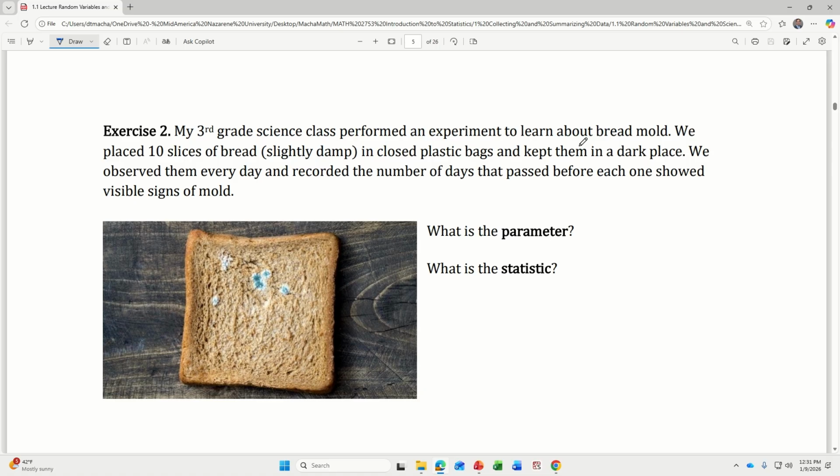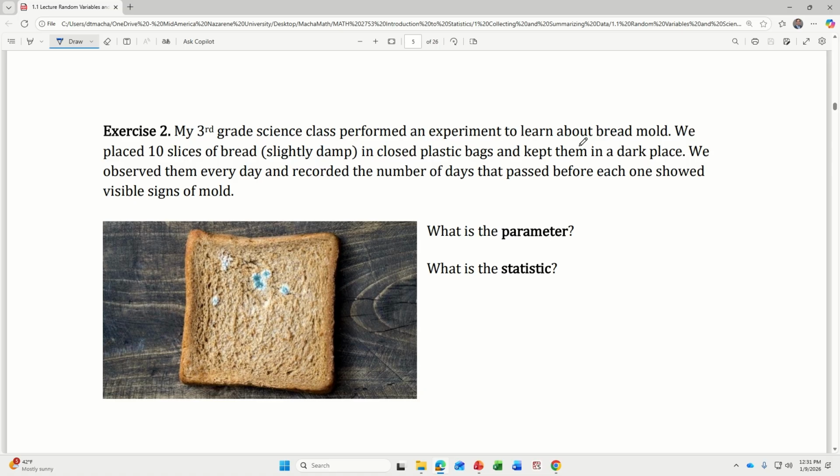Would the parameter be how quickly mold forms on average, while the statistic is the average of how quickly the mold formed on the 10 slices of bread? Yeah, exactly. Perfect. You guys got it. So the parameter is, what are we trying to make an inference about? We're trying to say, how long does it take mold to grow on damp bread, right?